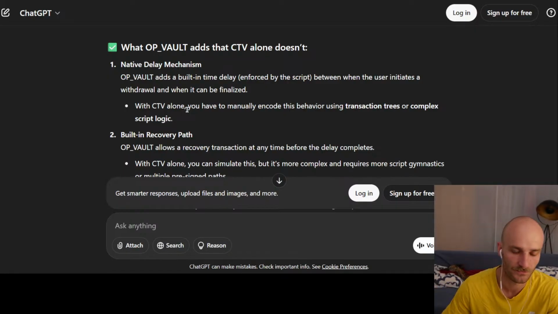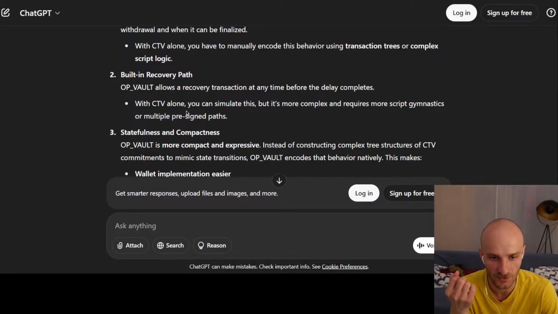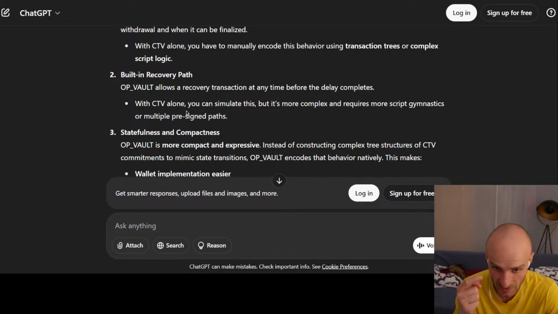logic. Okay, so built-in recovery path. OP Vault allows a recovery transaction at any time before the delay completes. With CTV alone, you can simulate this, but it's more complex and requires more script gymnastics or multiple preassigned paths.